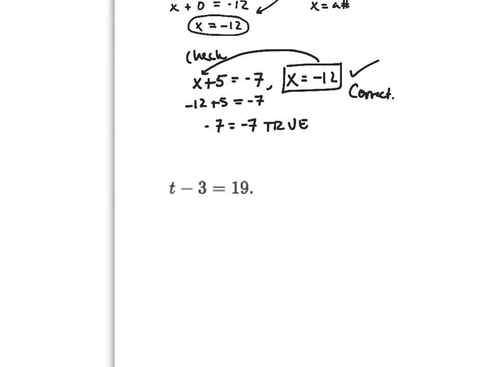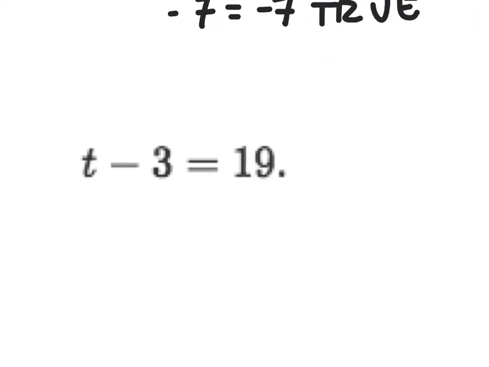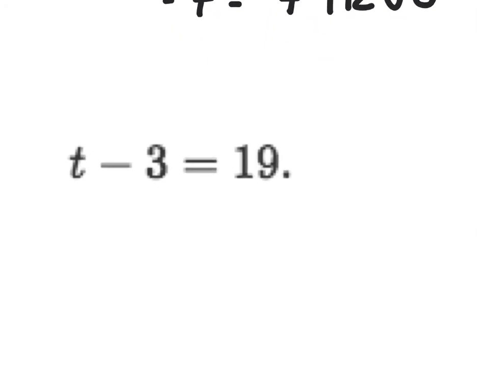All right, let's take a look at the bottom one. And this one we're using t. It doesn't have to always be x. Typically, I'll use x if I'm doing a problem on my own, but sometimes I don't. So this is t minus 3 is equal to 19.